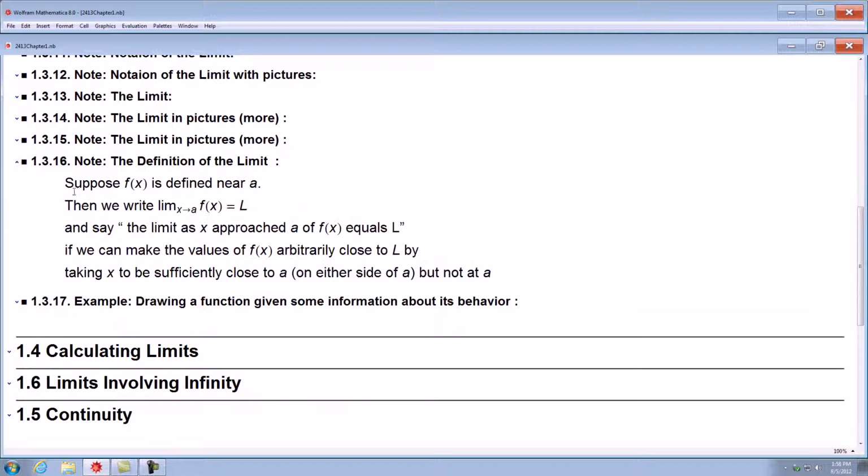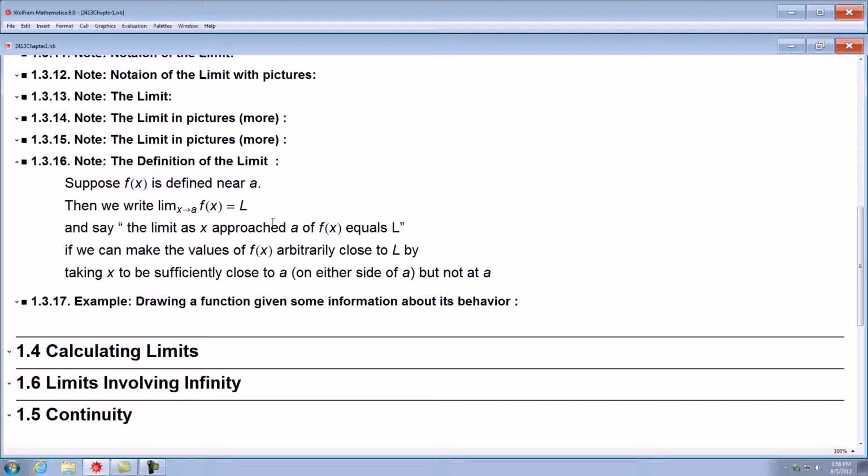All right, the definition of the limit. I'm just going to read over this. This is in the book. Let's not get too caught up in the language here. I'm hoping that with all the pictures I've shown you that you kind of understand. It says, suppose a function is defined near a, then we write limit as x approaches a of f of x equals L, and we say the limit as x approaches a of f of x equals L if we can make the values of f of x arbitrarily close to L by taking x to be sufficiently close to a on either side of a but not at a.